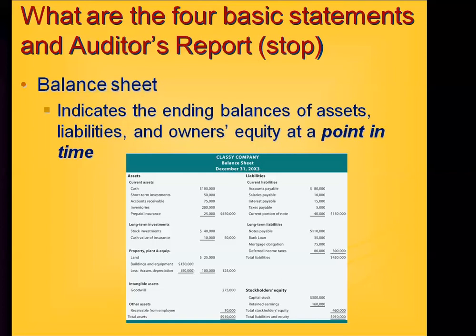So let's kind of just move through here. Now, you see the term current assets and current liabilities. An asset or a liability is considered current if it is due within 1 year, a year or less. An asset is considered long-term if it is due in a year or more.